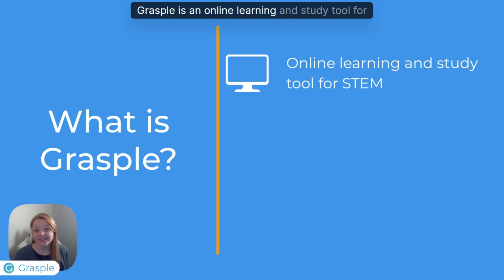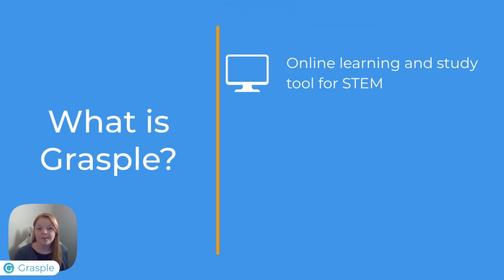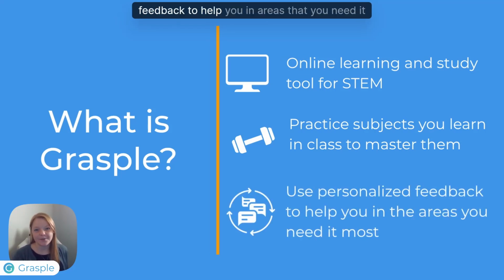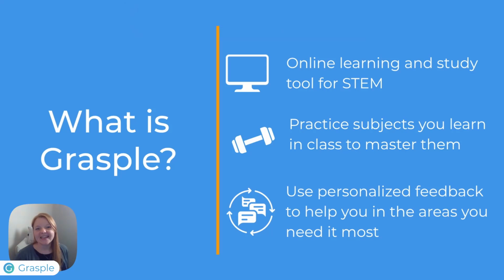Grasple is an online learning and study tool for STEM subjects, primarily mathematics and statistics. In Grasple, you can practice subjects that you've learned in class to master them, and use the personalized feedback to help you in areas that you need it most. Now let's show you what that looks like in practice.